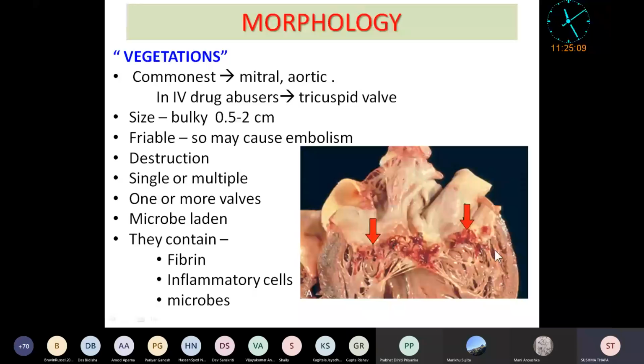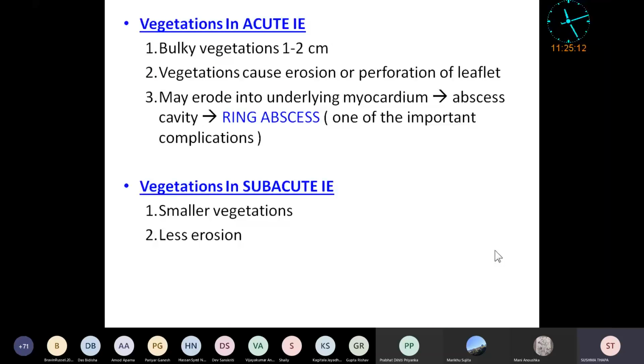When you talk about the acute type of infective endocarditis, usually the vegetations are large, bulky, and measure around 1 to 2 centimeter. When these large vegetations are there, it will lead to erosion and perforation of the leaflet. It may erode the underlying myocardium and lead to abscess formation. Sometimes the abscess will be present around the valve, so they may form a ring abscess. In the subacute type of infective endocarditis, the vegetations are smaller in size and cause lesser erosion of the underlying valve.